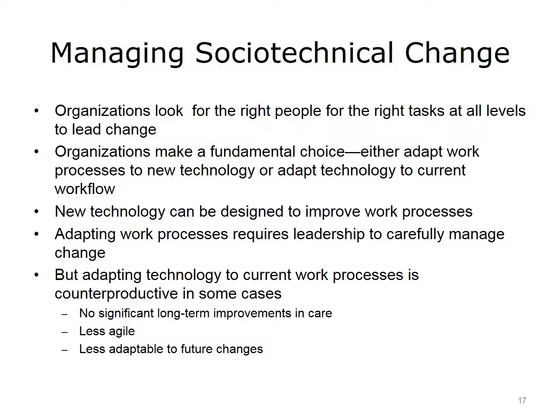How do organizations manage sociotechnical change? They look for the right people to perform the right tasks to lead change at all levels, including executive leadership champions. They ensure that the people in technology work together with clinicians in a collaborative and cooperative way to ensure that technology and information systems are implemented in the most effective manner possible for achieving improved patient care, clinical outcomes, and patient safety. Organizations make a fundamental choice.